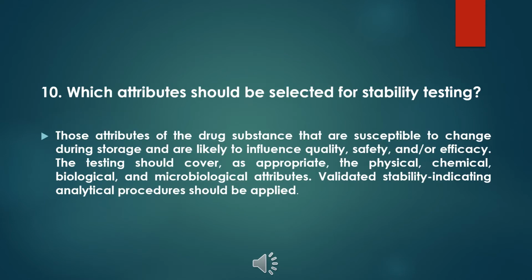One more very important question. Which attributes should be selected for stability testing? Those attributes of the drug substance that are susceptible to change during storage and are likely to influence quality, safety, and/or efficacy. The testing should cover, as appropriate, the physical, chemical, biological, and microbiological attributes. Validated stability indicating analytical procedures should be applied.